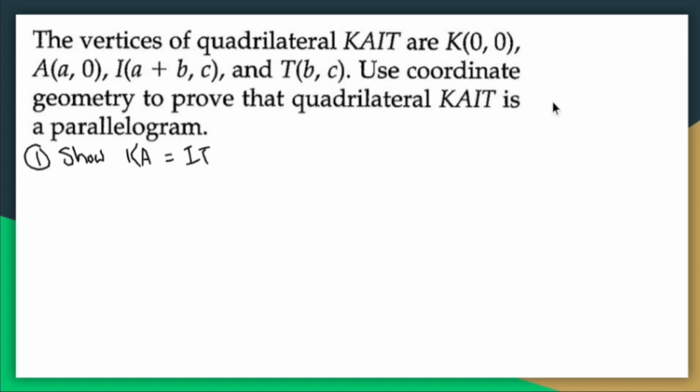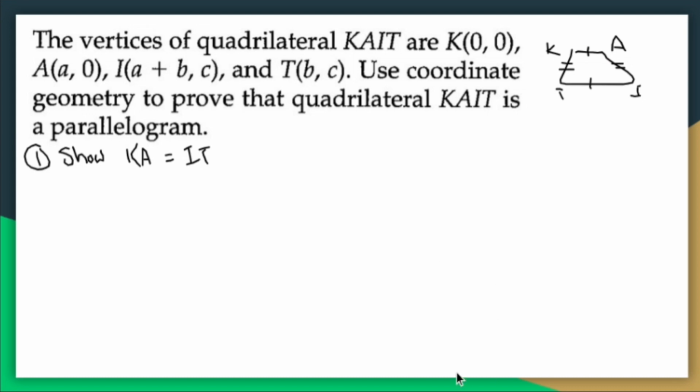Okay, so again, if you're like, I don't see the picture, look, there's a picture, KAIT. It has to give you whatever order it's in. So I have to show KA and IT, and then I have to show AI and KT. That's what I'm going to do. So I need to show that KA and IT are congruent. So the way we do that is we use the distance formula.